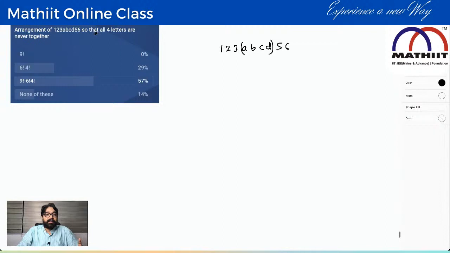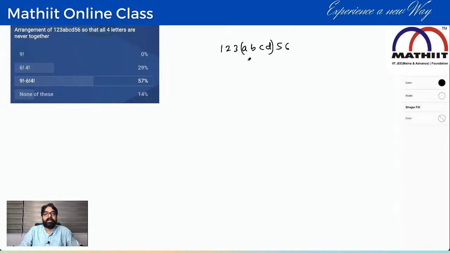See the line, understand the meaning of this point. All 4 letters, in the sense that if 2 letters are coming together, no problem. 3 letters coming together, no problem. But all 4 letters should not be together. This is what the meaning is.